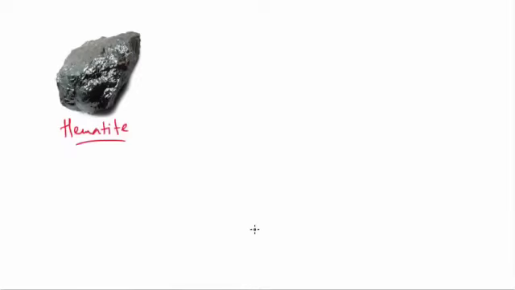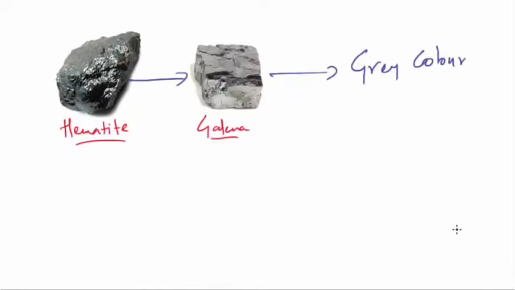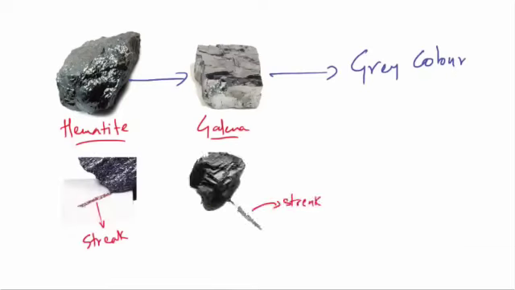For example, hematite and galena. We can easily get confused when we look at their color. It's gray color. However, hematite streak is blood red, while galena streak is lead gray.